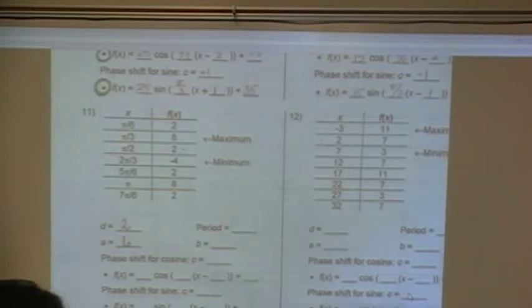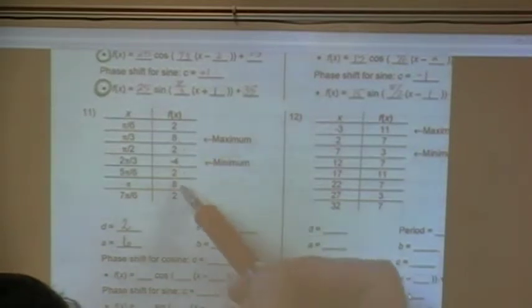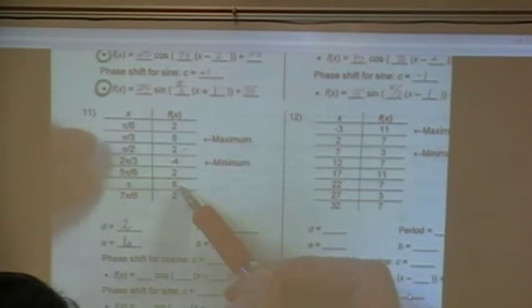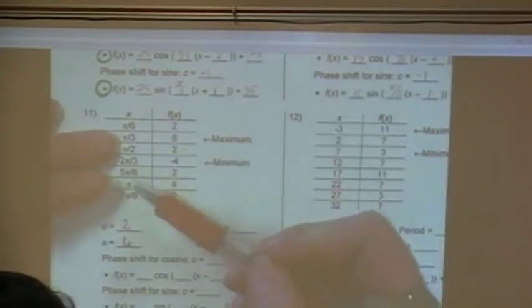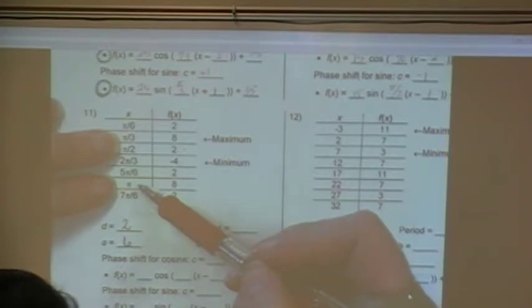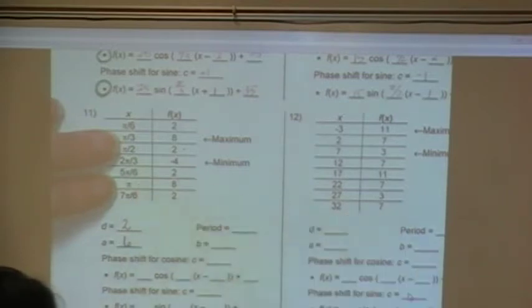But before we do that, let's figure out our period. So I need to go from peak to peak or valley to valley. Doesn't matter which one you choose, but on this table, they don't give me 2 valleys. But they did give me 2 peaks, from 8 to 8. So remember, the period is your x values. So that would be from pi over 3 to pi. How far is that? Pi over 3 to pi, 2/3 pi.